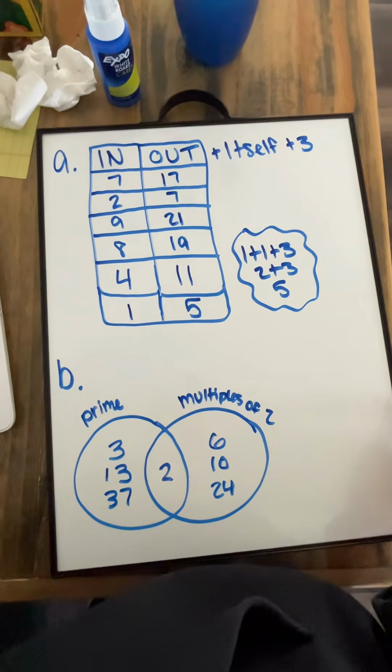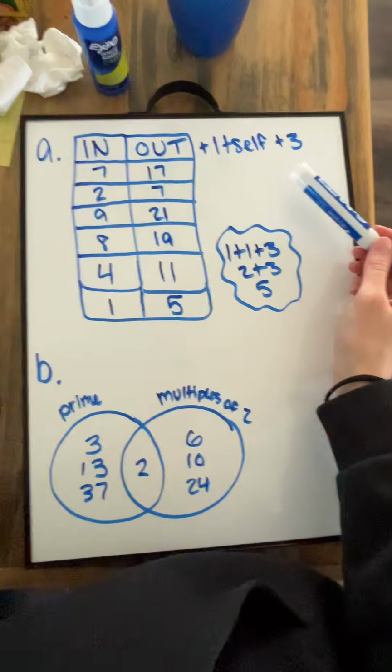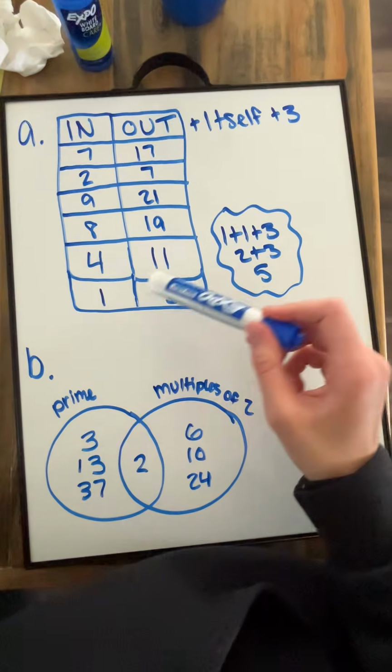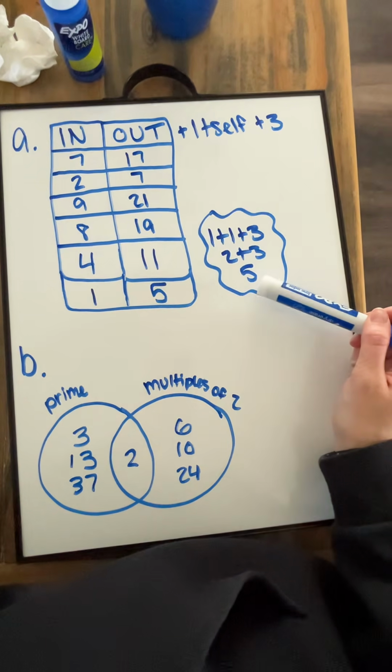So for number 5, for A, the rule was to add itself and then add 3. So for the last one, I did 1 plus 1 plus 3 to get 5.